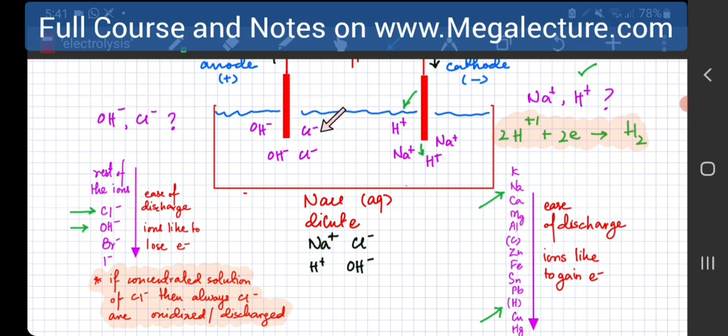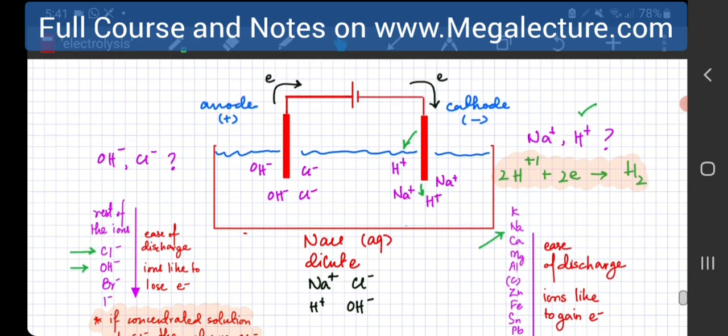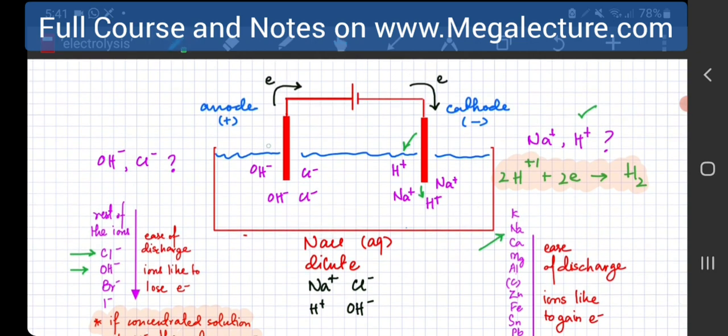Between OH minus 1 and Cl minus 1, over here it's going to be OH minus 1 ions because they are lower in the discharge series. So the electrons that are going to be lost will come from OH minus 1. That's the one that's going to be giving electrons to the battery. And the equation for the OH minus 1, again, it's the same equation which I told you just earlier that you have to remember this.